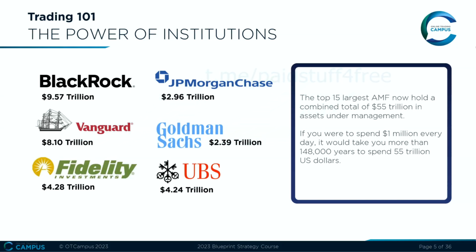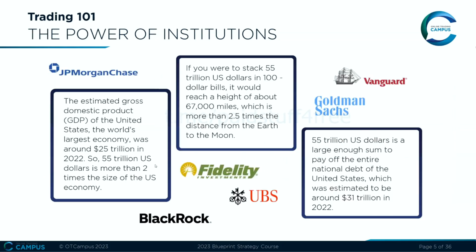So let's put that into context, into some sentences that may make more sense, or may even not, right? So here, for example, if you were to spend $1 million every single day, it would take you more than 148,000 years to spend 55 trillion US dollars. Okay. I hope to live 100 years. And here I would have to spend $1 million for 148,000 years. It's kind of still unimaginable.